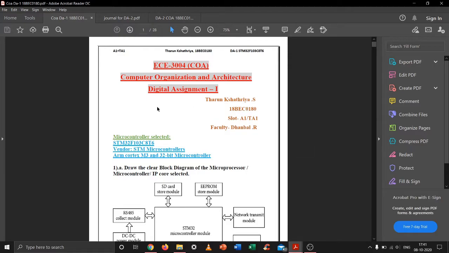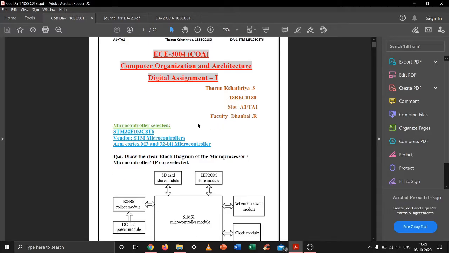I belong to A1 slot. Today what I am going to discuss is a digital assignment which was given by my faculty Dhanbal. The subject is Computer Organization and Architecture. If we want to complete this DA, we need to select a microcontroller, microprocessor, or IP core. Here what I selected is a microcontroller.